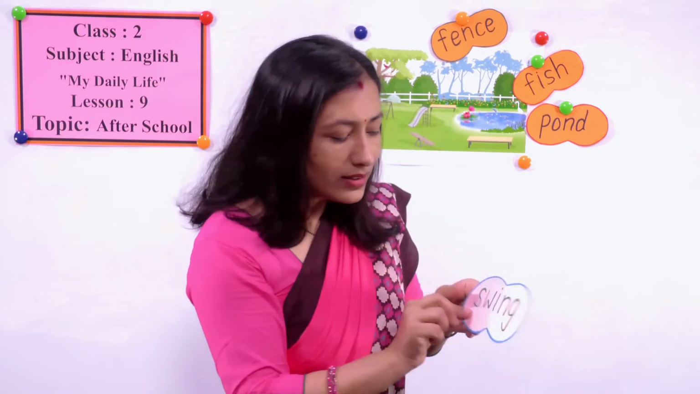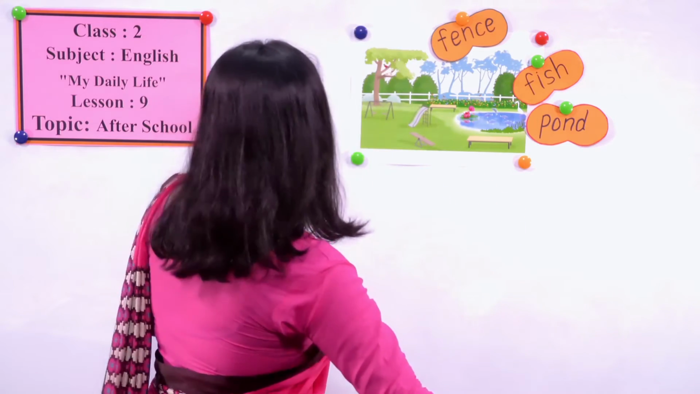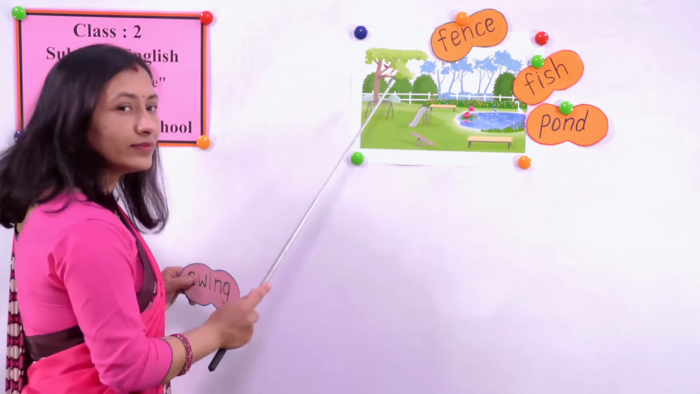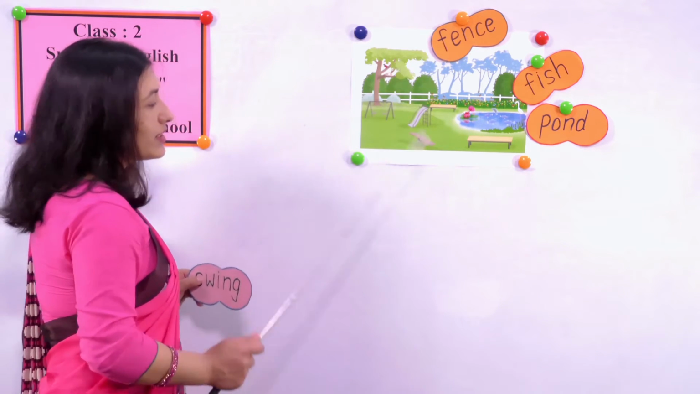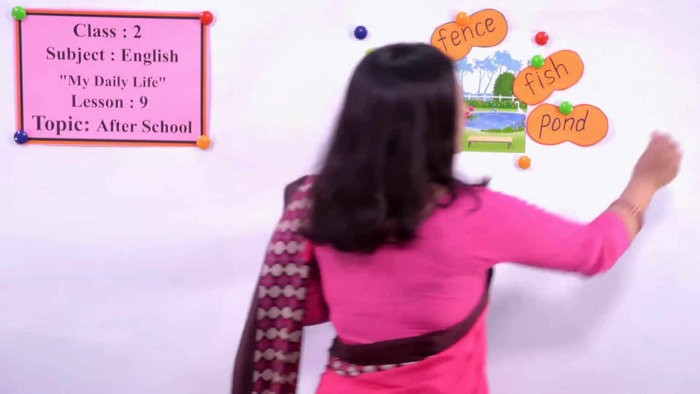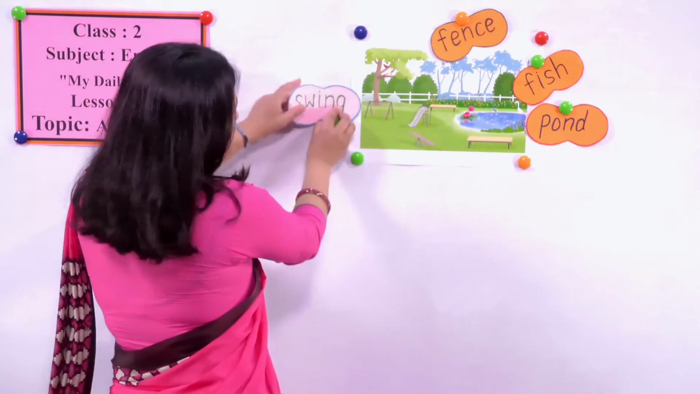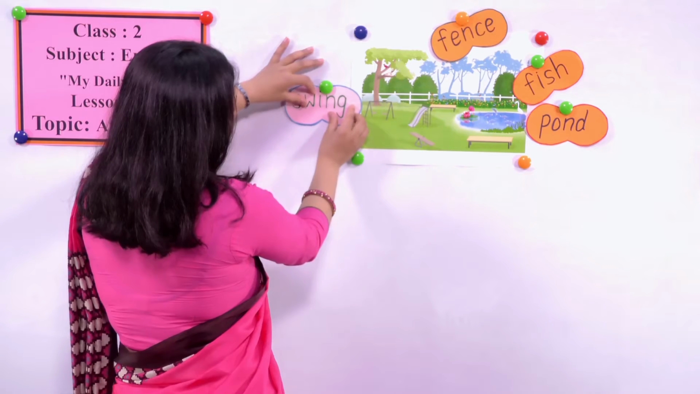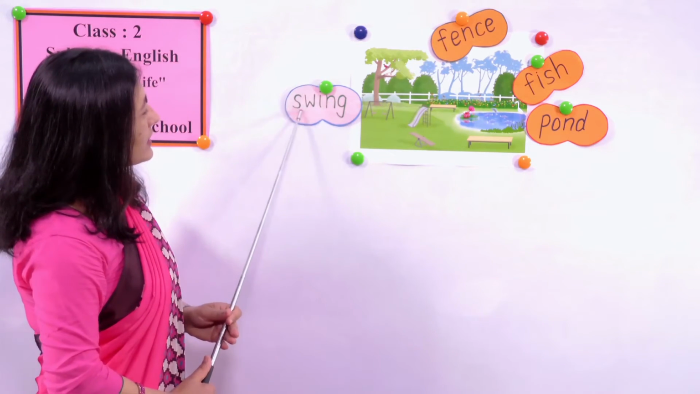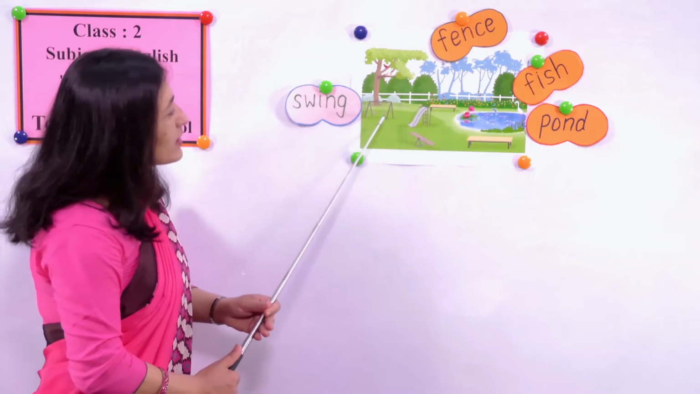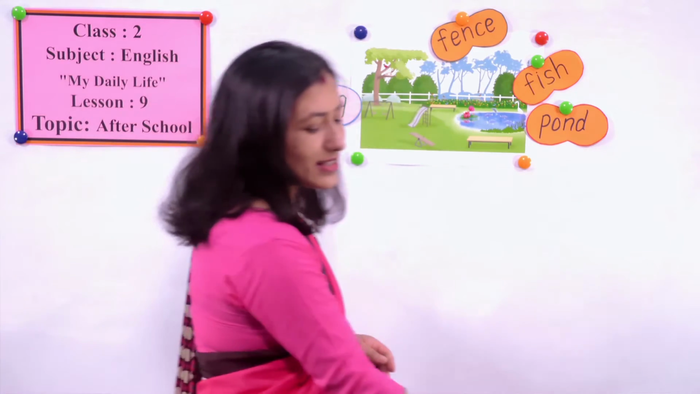Good. Now, let's find out swing here. What is swing? Point in your workbook. Yes, here is a swing. Okay, let me put this word over here. Here is a swing. Look, S-W-I-N-G, swing. Very good, dear student.